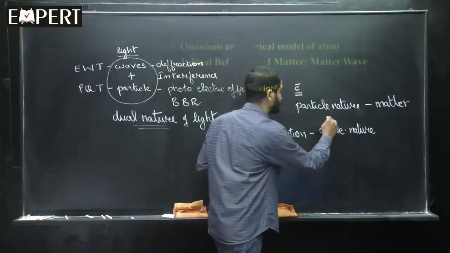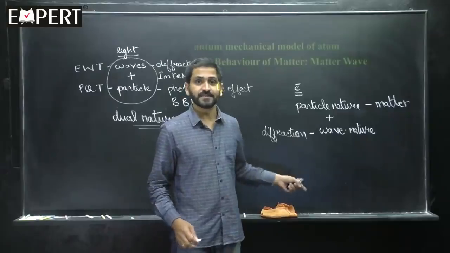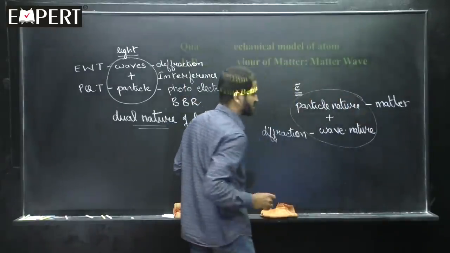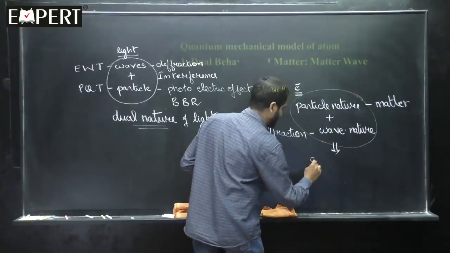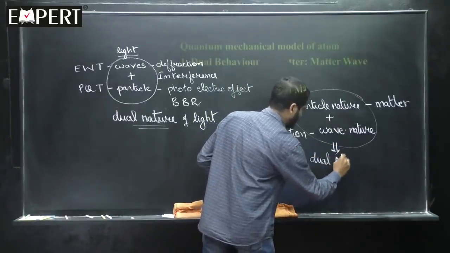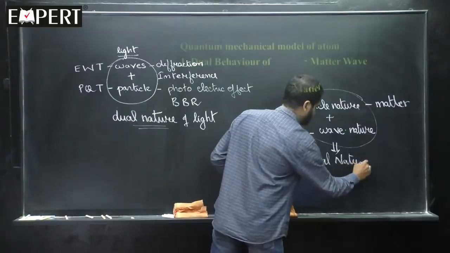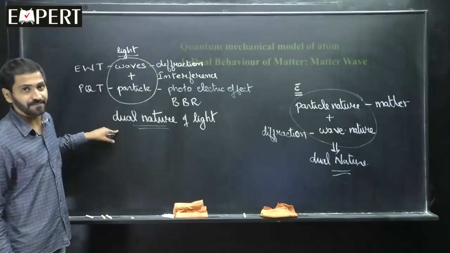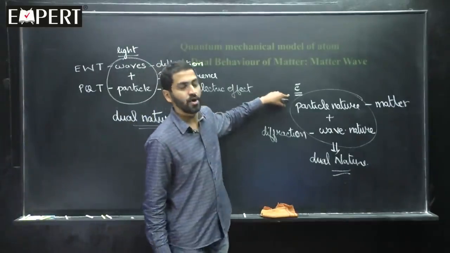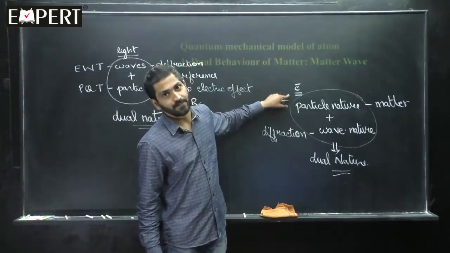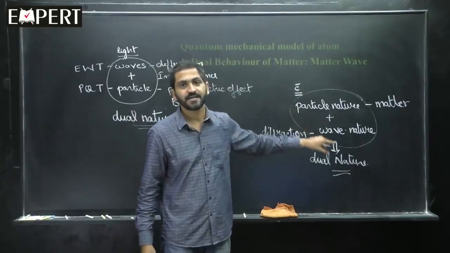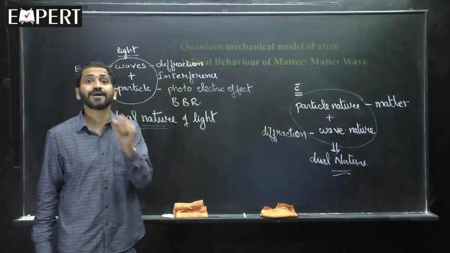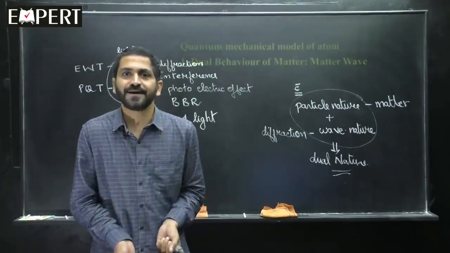So particle nature of electron coupled with wave nature of electron, you can also say, what is that? Electron also exhibits dual nature. So just like light exhibits both properties of a wave and a particle, similarly electron also exhibits the property of particle nature and wave nature, hence it exhibits dual nature. That is known as dual nature of matter, because electron is a matter, correct.